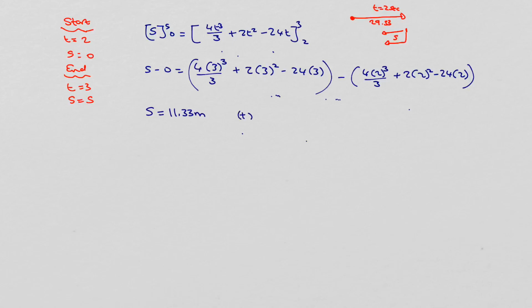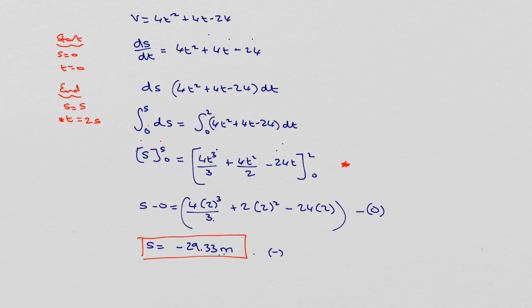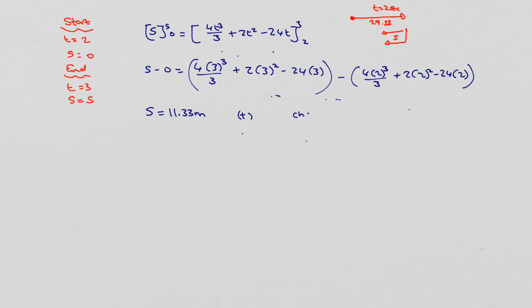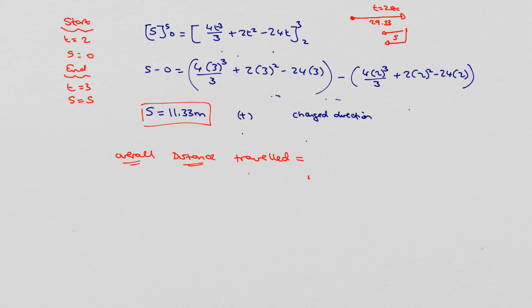And of course you can see it's positive, whereas in the previous case it was negative. And therefore that shows me that it has changed direction. Okay. So therefore overall, the distance travelled must be the absolute value of those two together. So the absolute value of minus 29.33 is 29.33 plus 11.33. So that gives us a distance travelled of 40.66 meters.